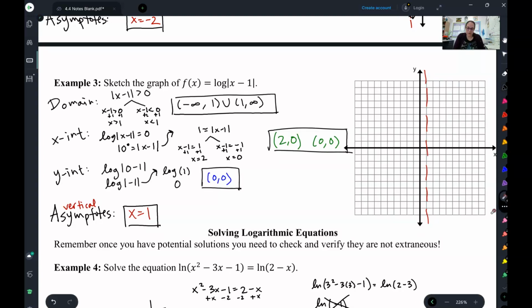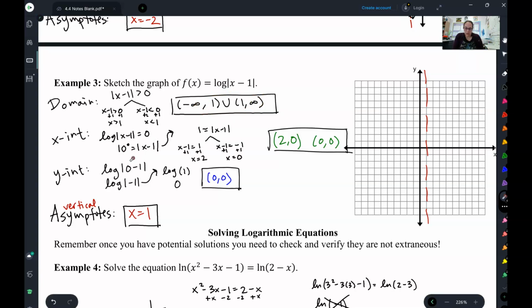So our domain, we set the inside to be greater than 0. With absolute value, you need to split it up into 2 equations, where one equation is the positive answer and one equation is the negative answer. Now with 0, you can't really make it positive and negative, it just stays 0. However, for the -1, my sign inequality will flip. So that gives me x greater than 1 and x less than 1. So that tells me my asymptote is going to be at 1.